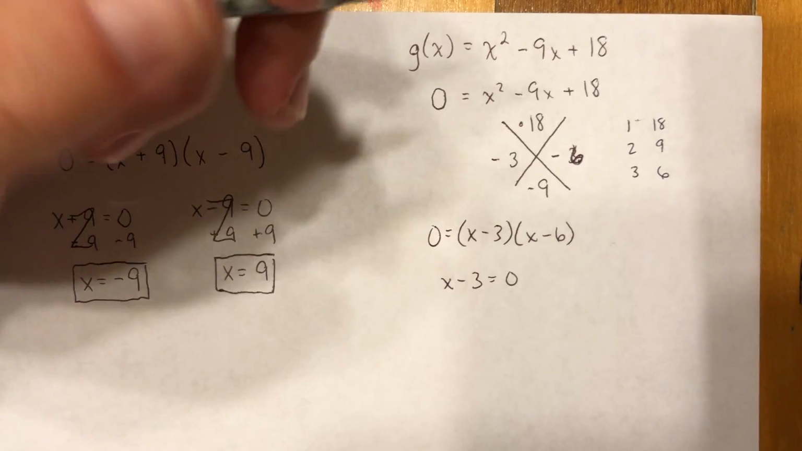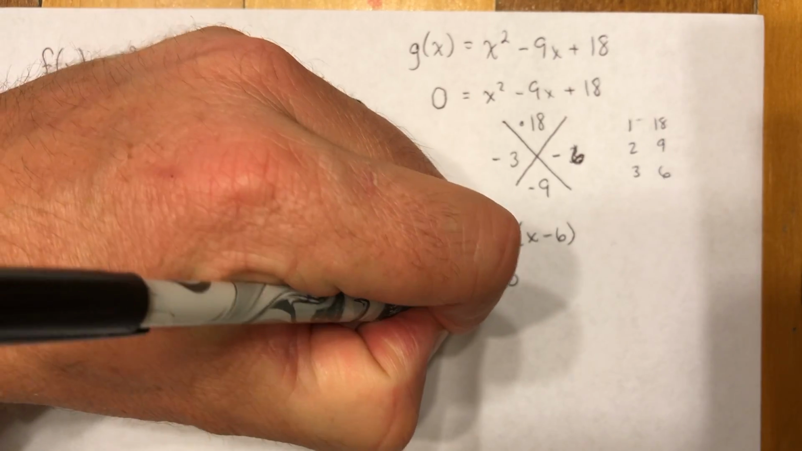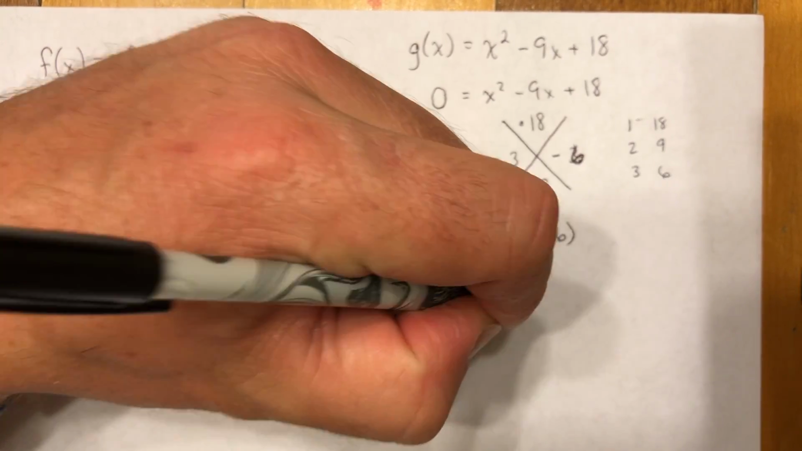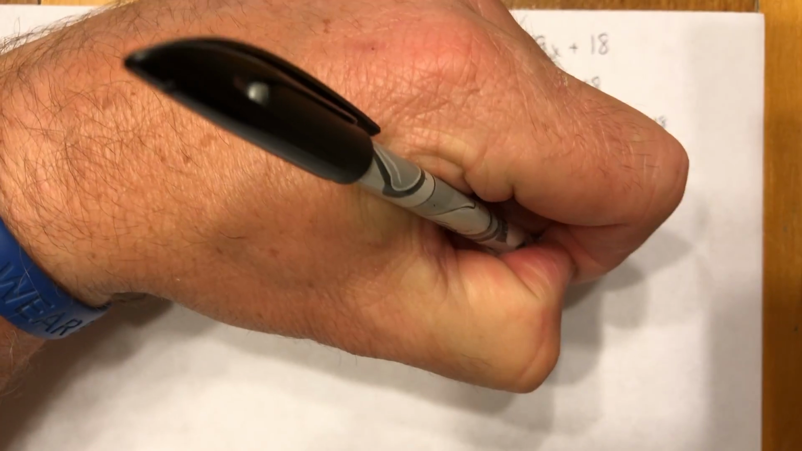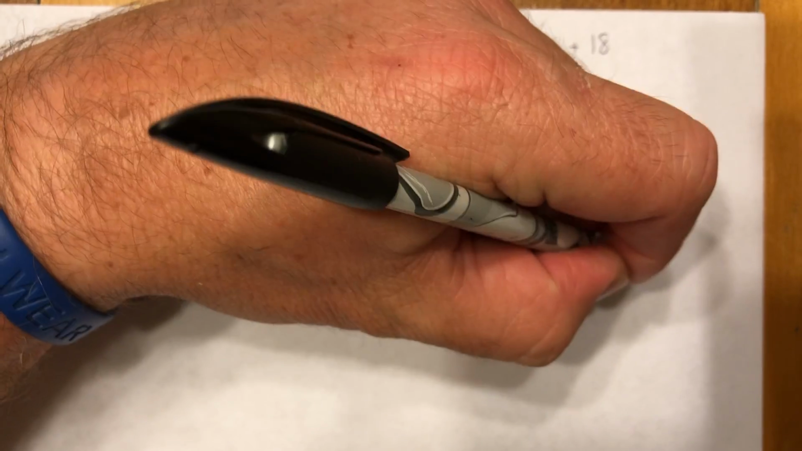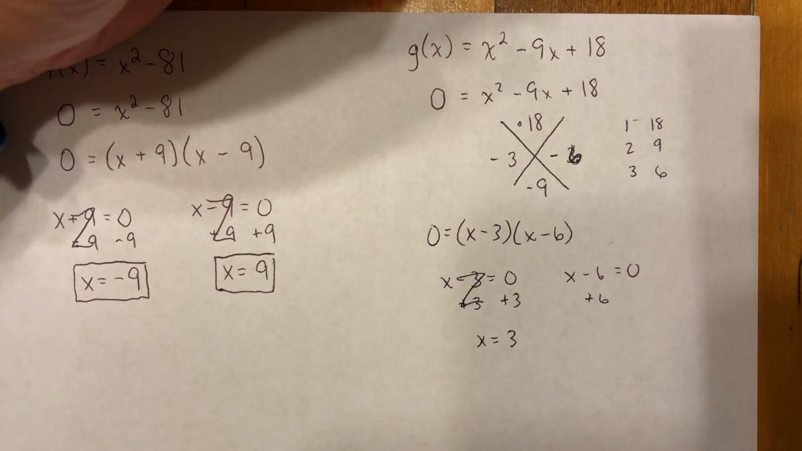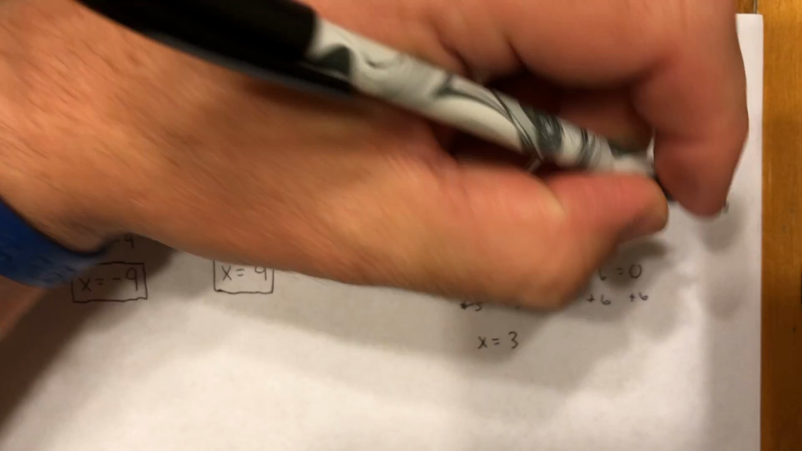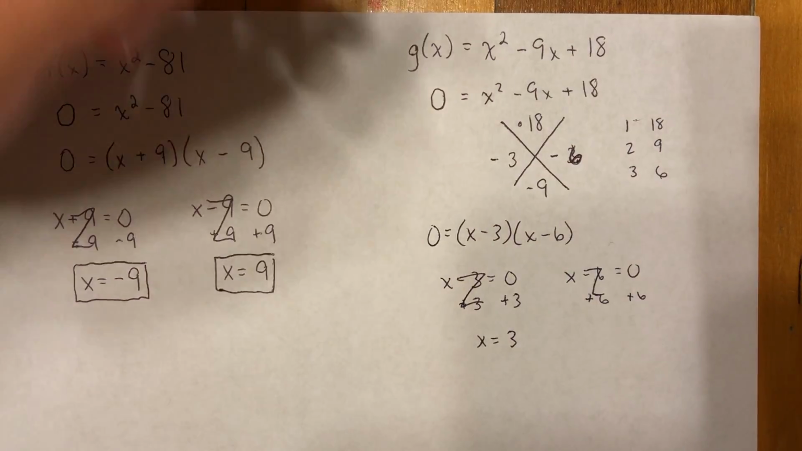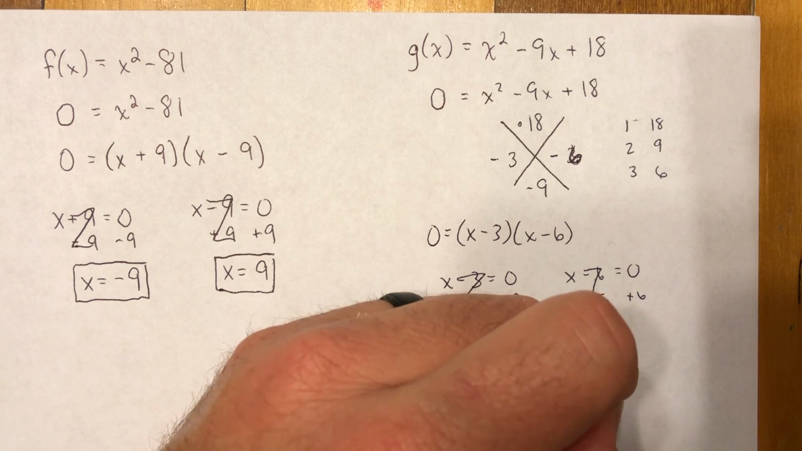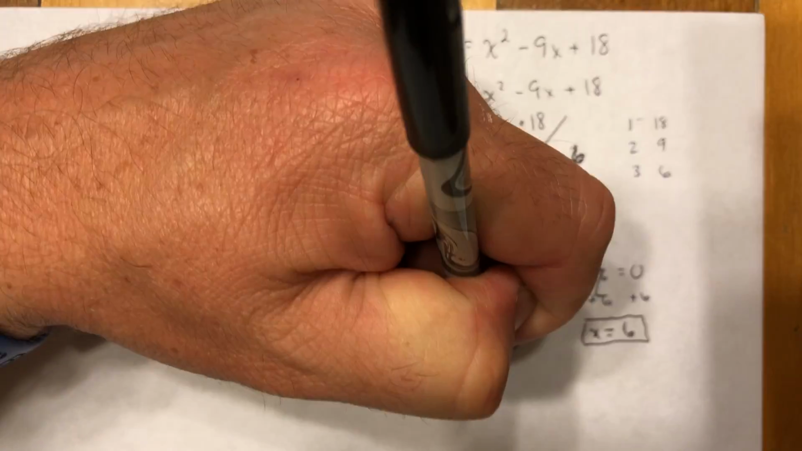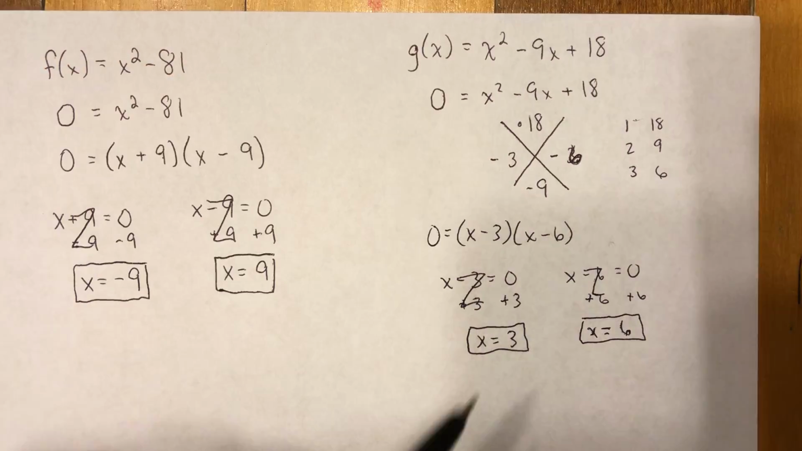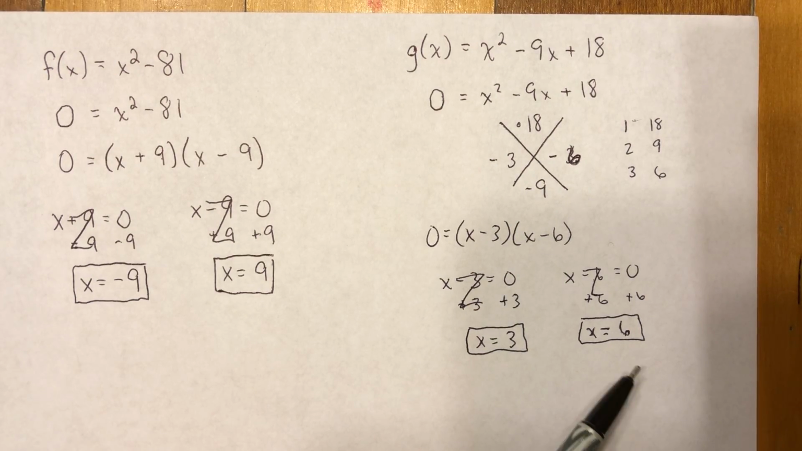So x minus 3 equals 0. So what number minus 3 equals 0? Again, I add 3 to both sides. 0 out, so x equals 3. And I do the same thing with my other binomial. x minus 6 equals 0. I'm going to add 6 to both sides. 0 out my 6's, so I'm left with x equals 6. So again, I have two solutions. My graph is going to cross the x-axis at 3 and at 6. All right, so there's two examples.